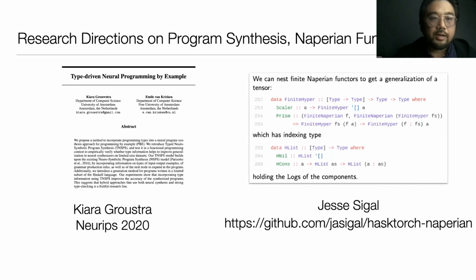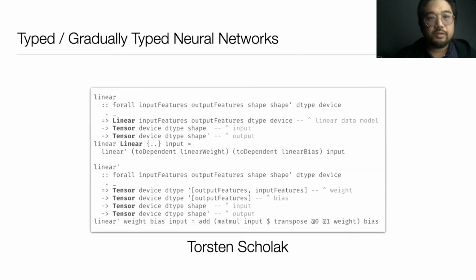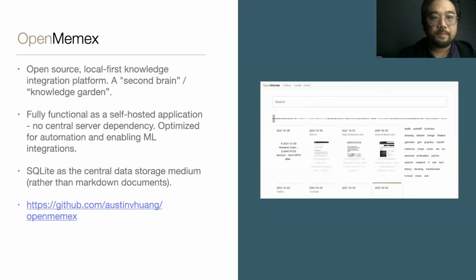Chiara had a NeurIPS paper around program synthesis. Jesse did a Google Summer of Code with us around Naperian functors. Torsten's been exploring the space of gradually typed neural networks, pushing the boundaries of Haskell's type system by expressing really large language models like BART and BERT, and representing all these shape relationships using the type system of Haskell.